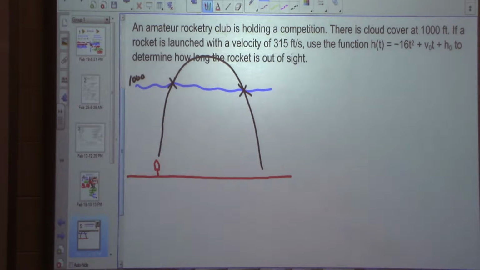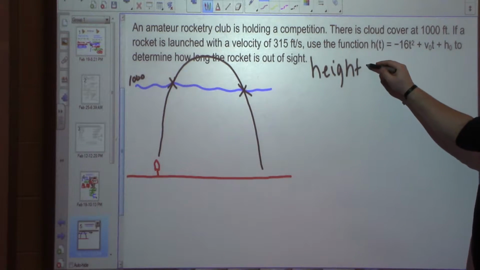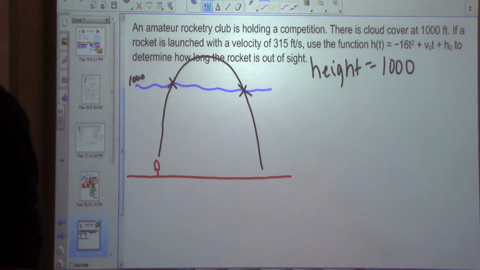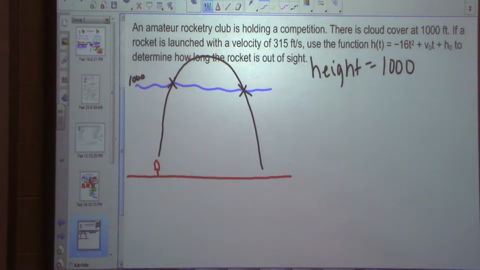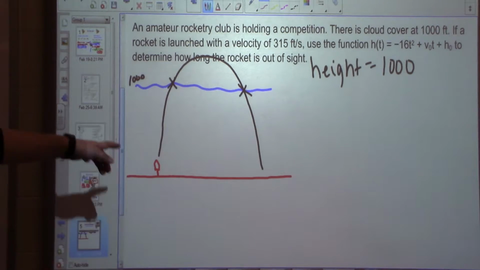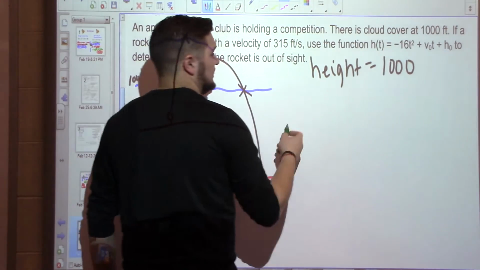So I'm not looking for my maximum height. I'm not looking for how long it takes to get to my maximum height. But I'm looking for when will my height equal 1,000? How long does it take to get my height to equal 1,000? So how could I solve that then? Make it equal to 1,000. Remember when we did those problems where the height equaled 0? We equaled it to 0.